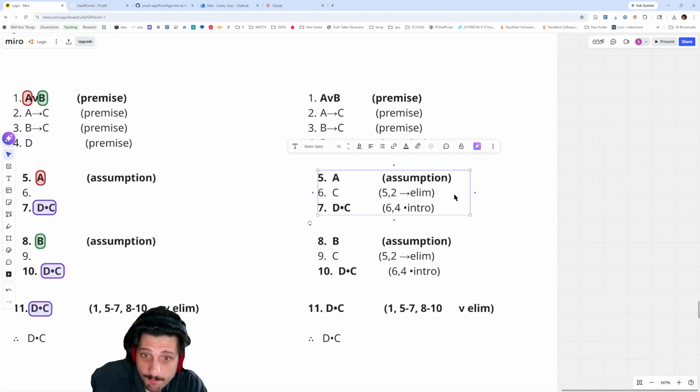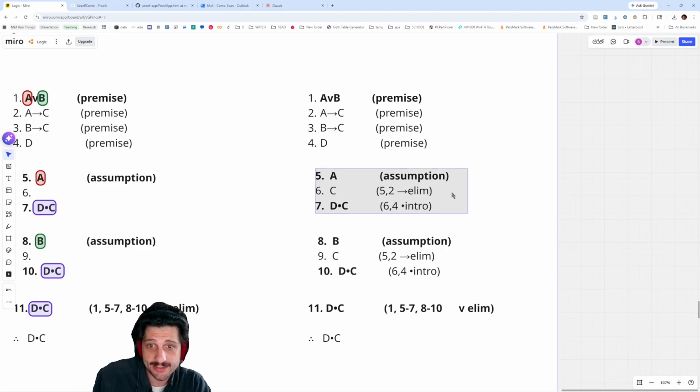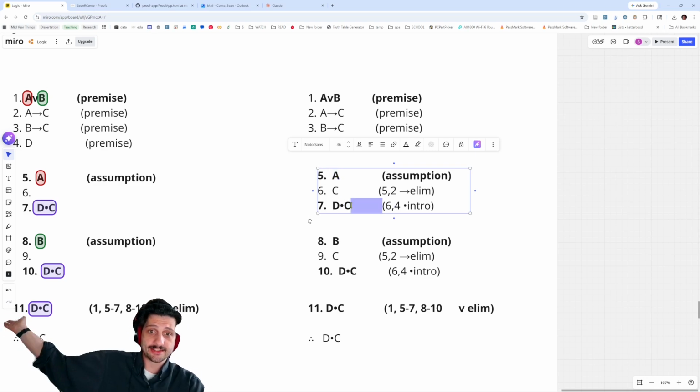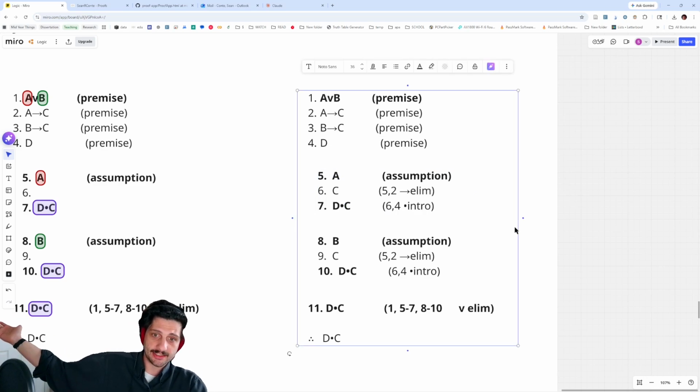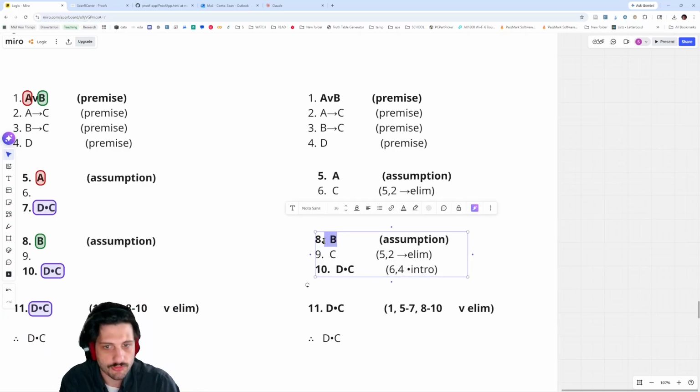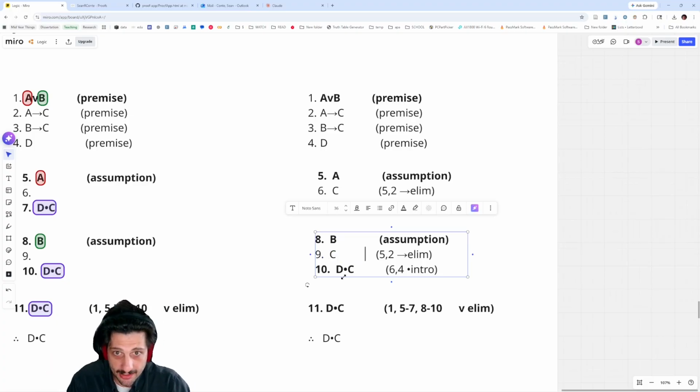So I've shown that one of the bridges gets me to town, right? If I went left, I still get to town. I still get to D and C. And then I just want to set that aside and ask, okay, so what if I went right? Well, still, if I went right, I get C. And simultaneously, if I have C, then, well, cool, I have D and C, right? I'm just doing another and introduction.